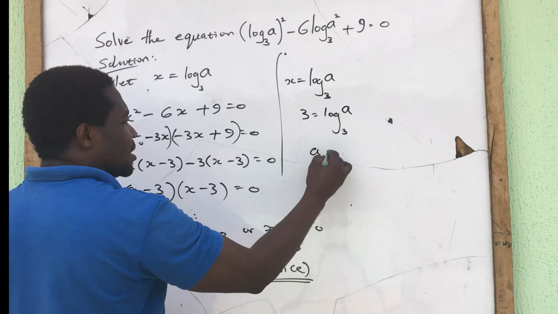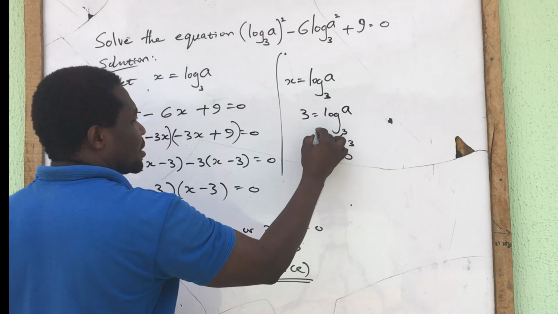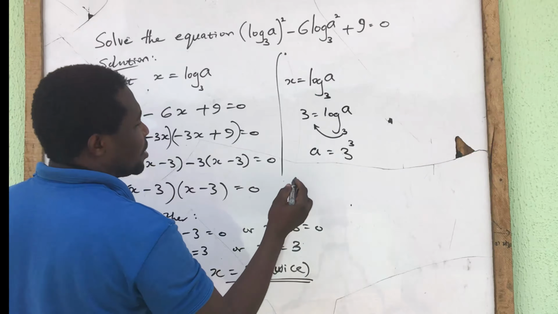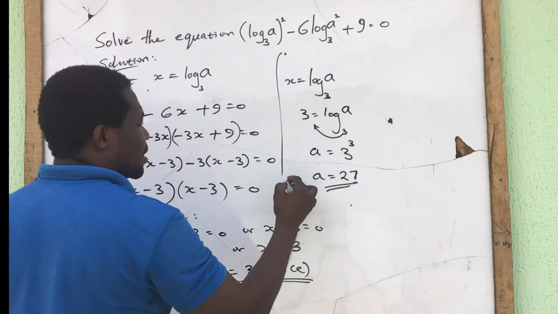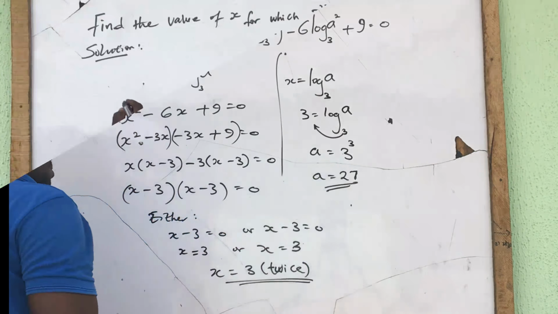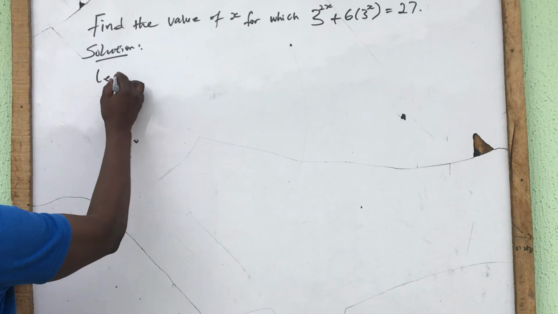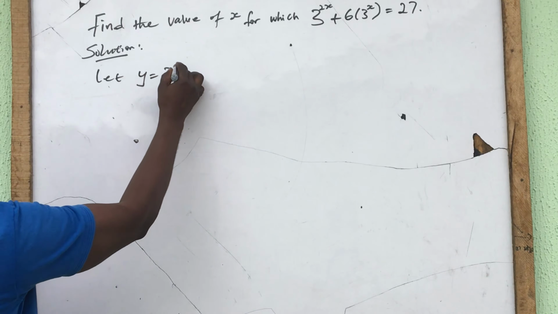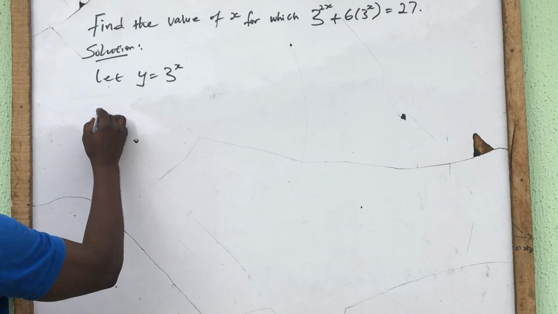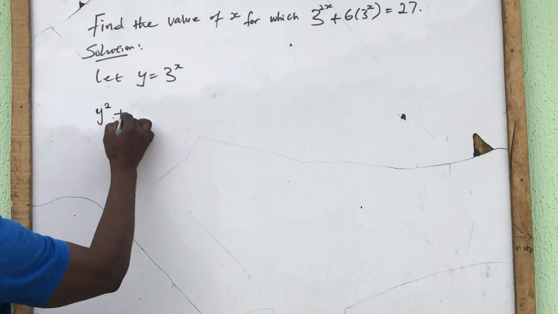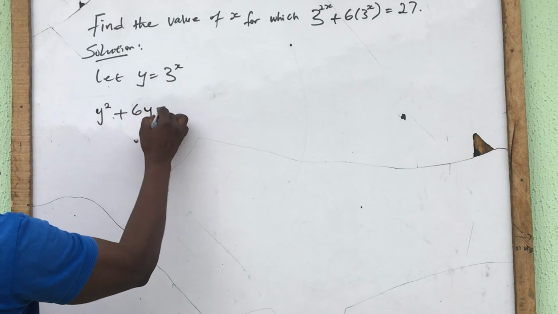Then a equal to 3 raised to power 3. This has the power to give this one. Then a now equal to 27. That's the value, a equal to 27. Let y equal 3 raised to power x. Then we have y squared plus 6y equals 27.